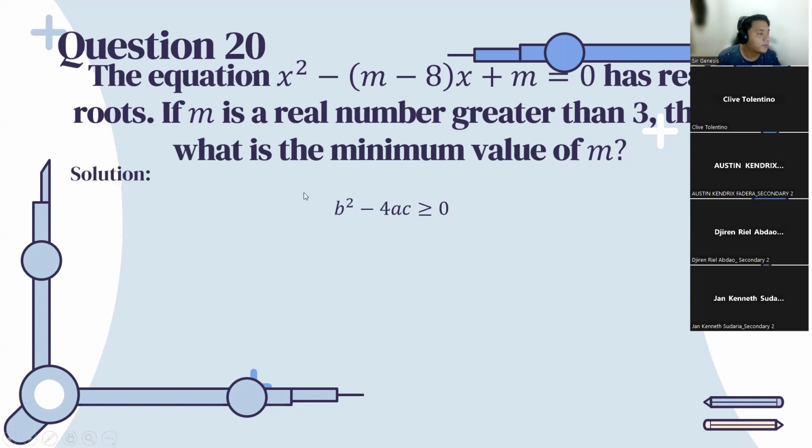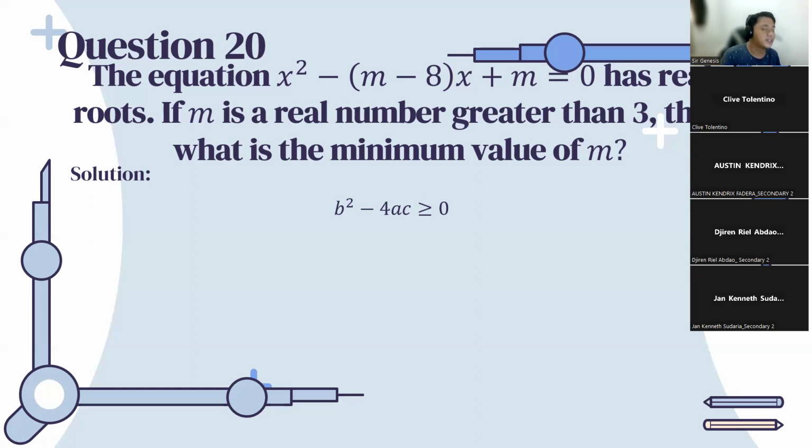Okay, so first, it says has real roots. So what does it imply? It gives us a hint that we are to use the discriminant. So what is the discriminant? The discriminant is the expression under the square root symbol, or the radicand in the quadratic formula, which is b squared minus 4ac. And of course, it tells us the nature of the roots.